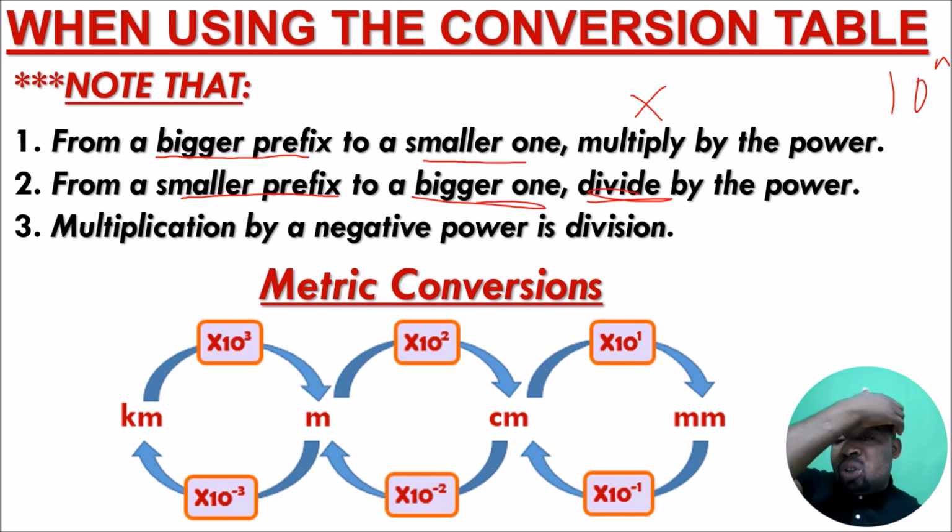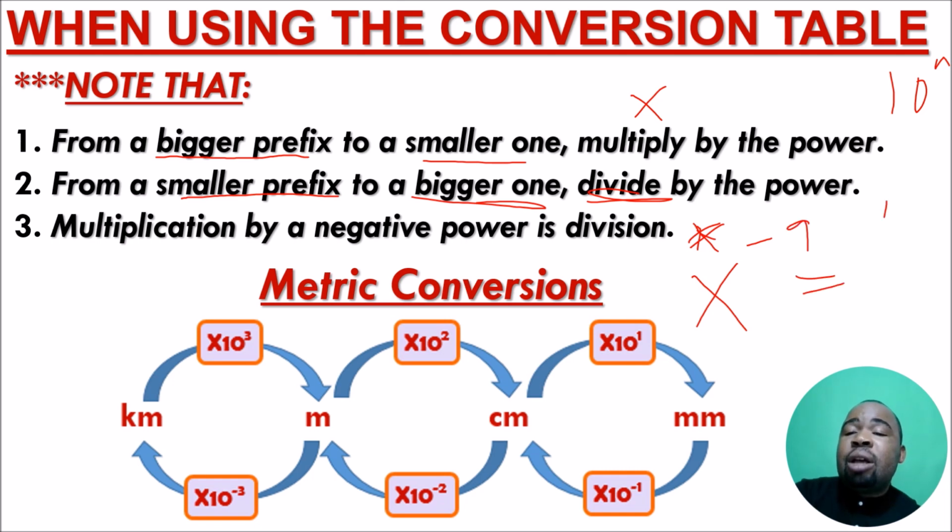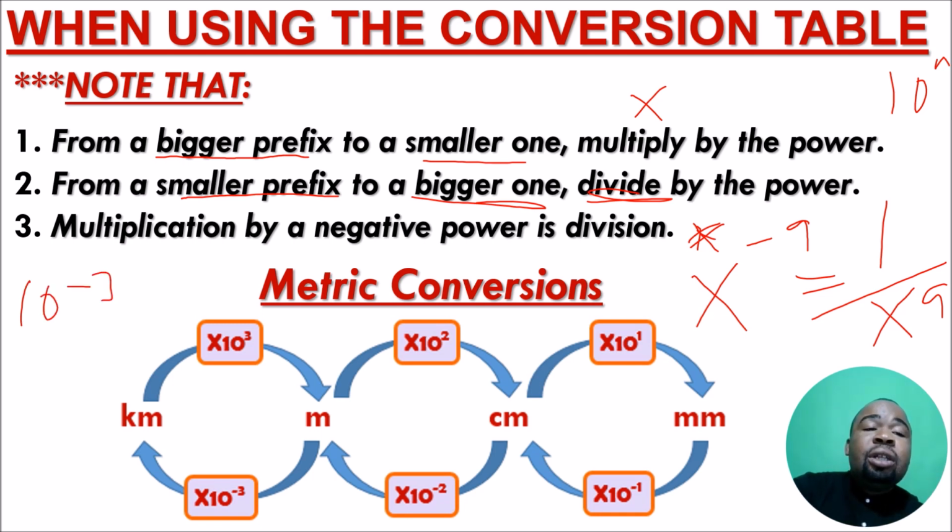And I want you to take note of this. When we are multiplying by a negative power, it's actually division. Why? According to the laws of indices, x to the power negative n is the same as 1 divided by x to the power n. So let's say you multiply by 10 to the power negative 3. It is the same thing as dividing by 10 to the power 3. Multiplying by a negative power is division when we're converting units.